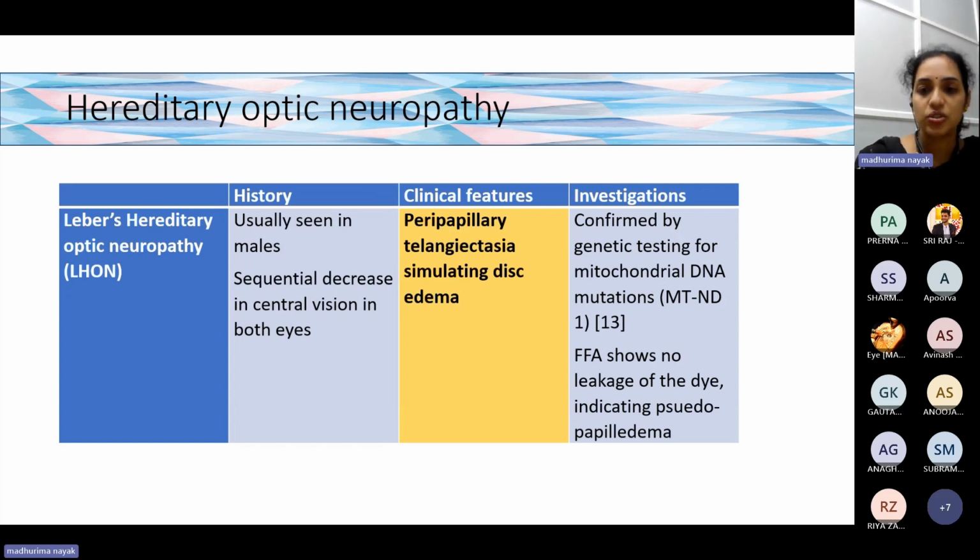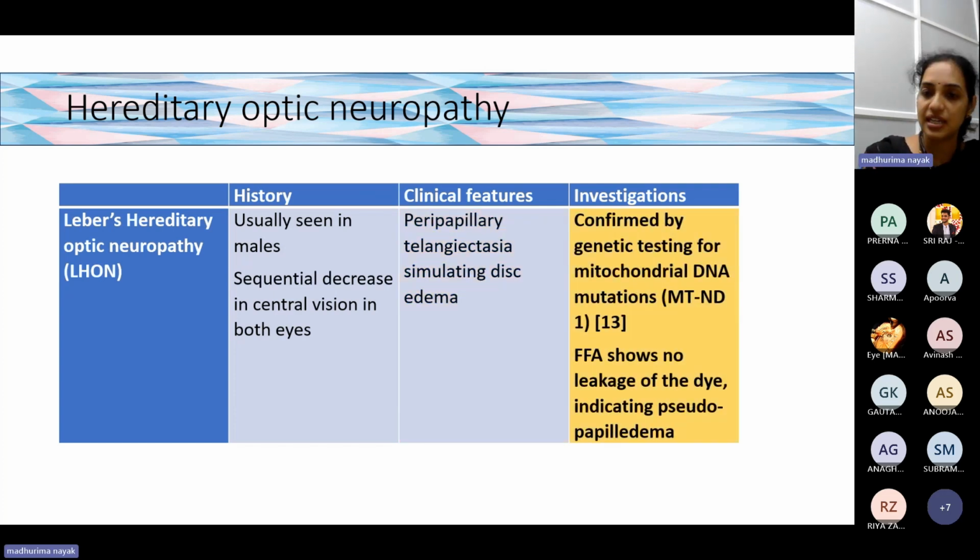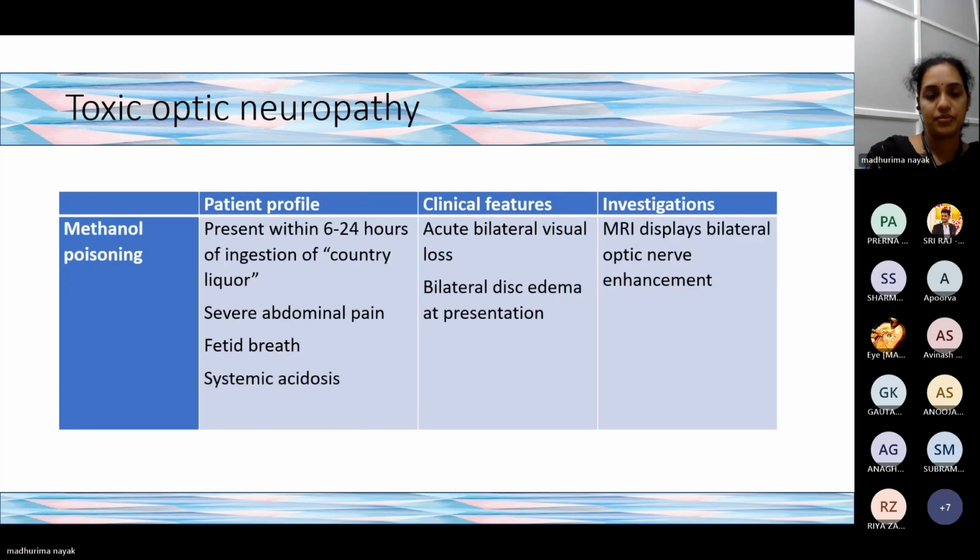The answer is on the slide only. Okay, FFA shows no leakage of the dye, indicating that it's not a true disc edema.